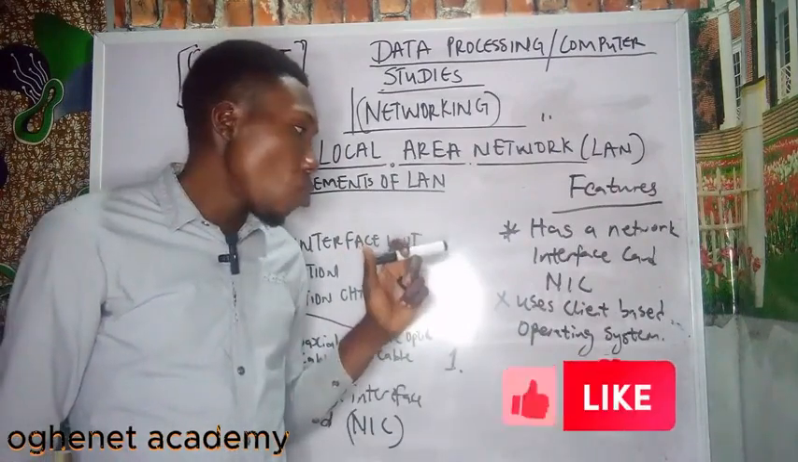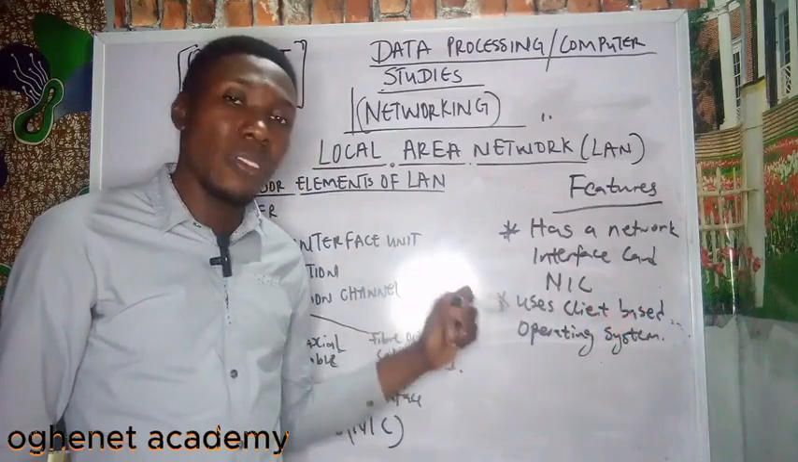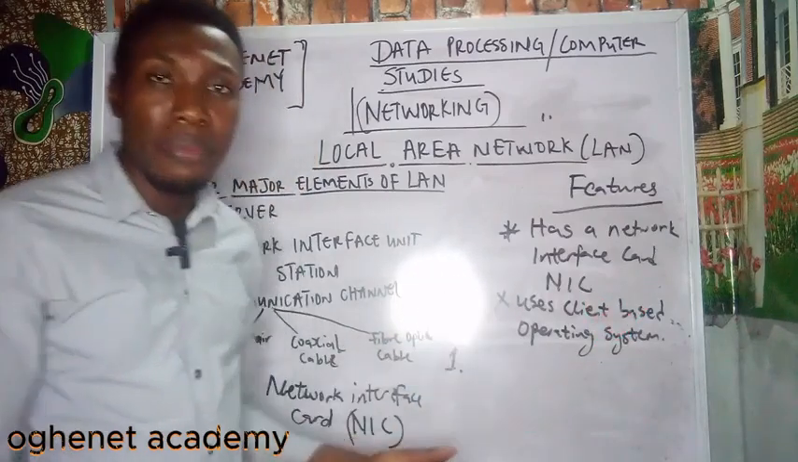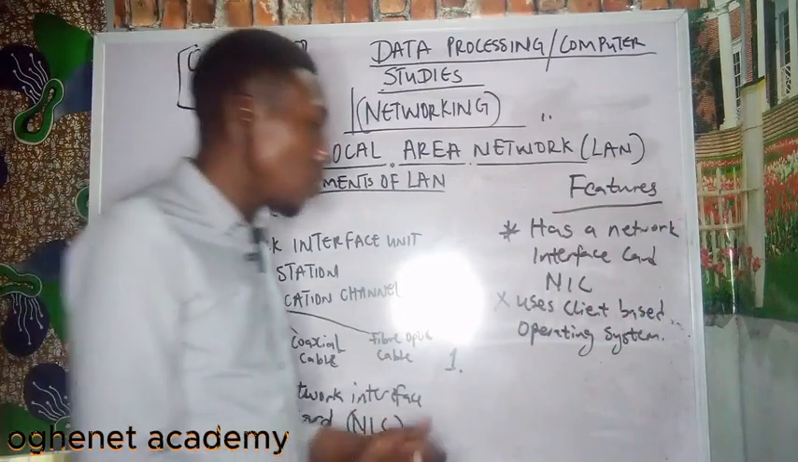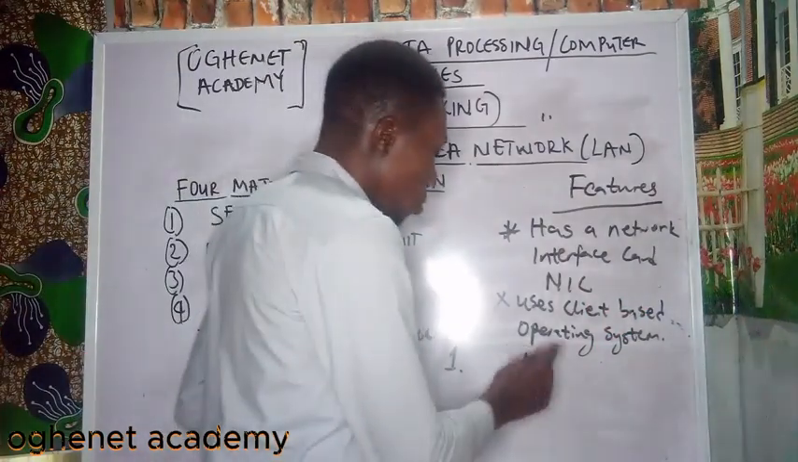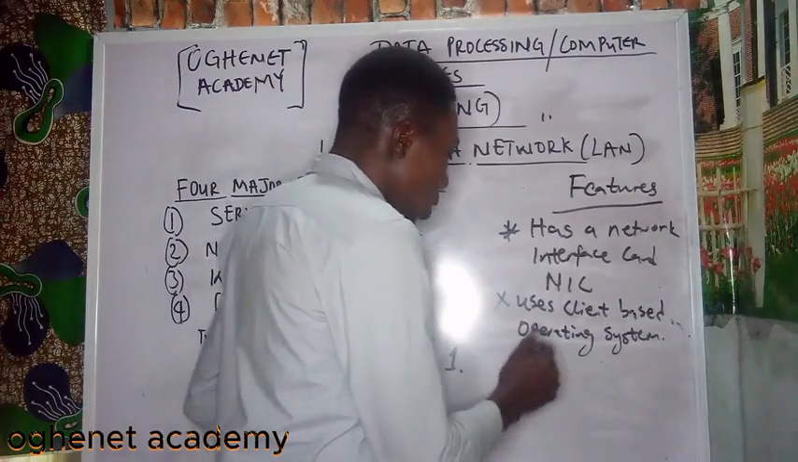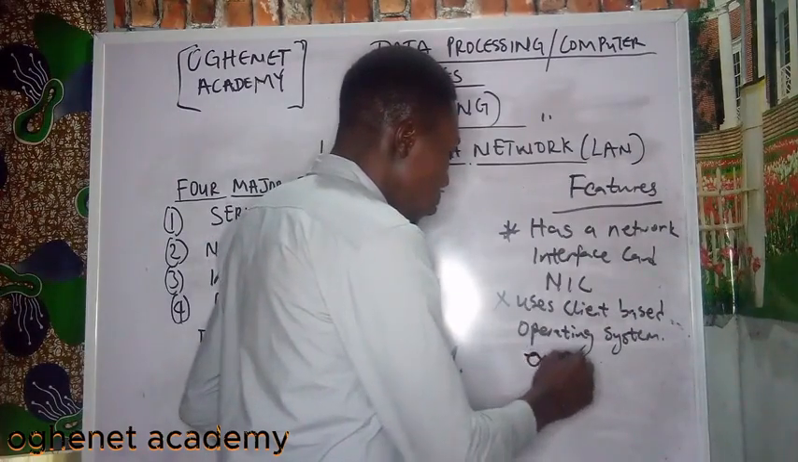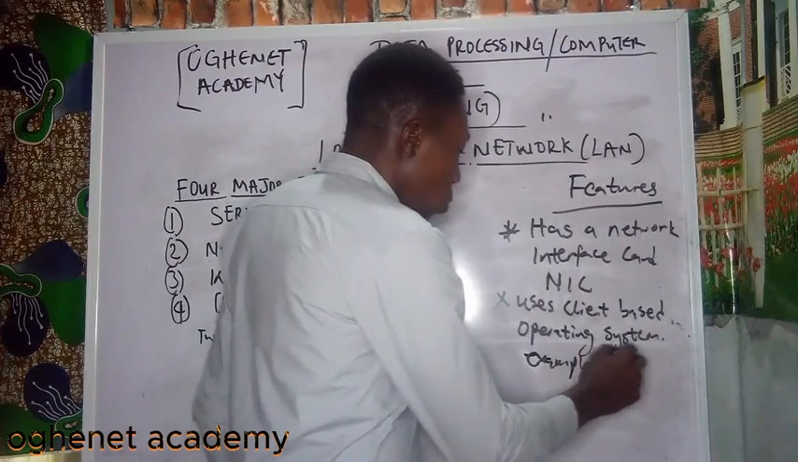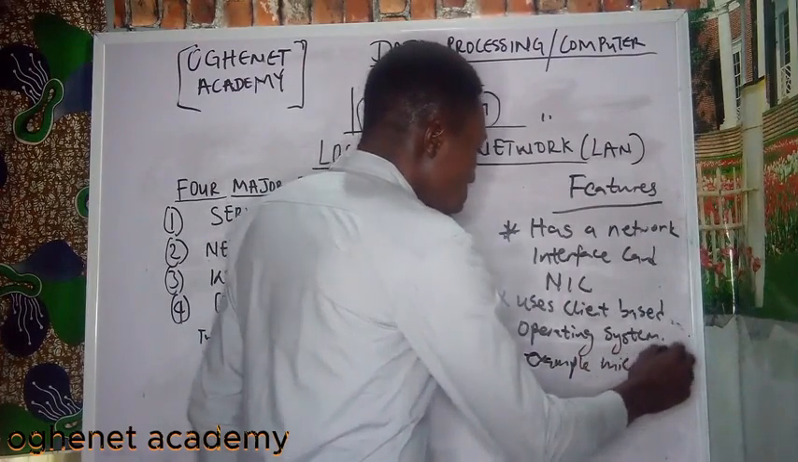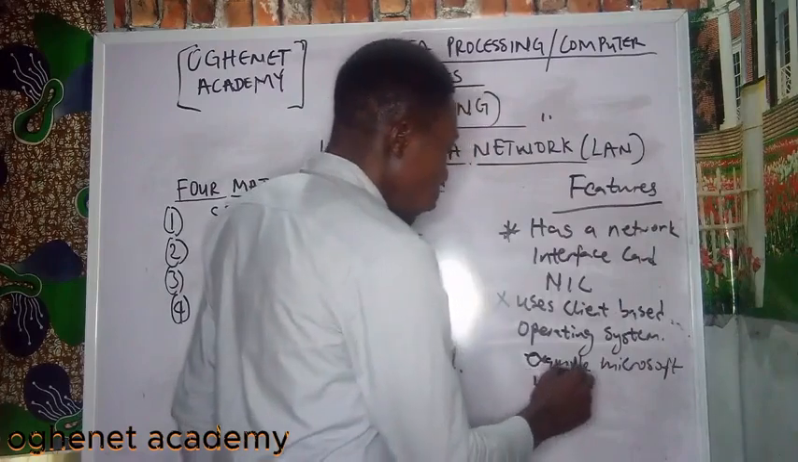Okay, so when we're talking about a client-based operating system, we're talking about an operating system like your Windows. That's an example. Example, Microsoft Windows.